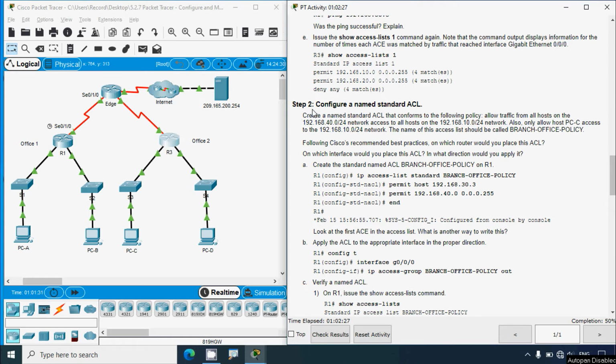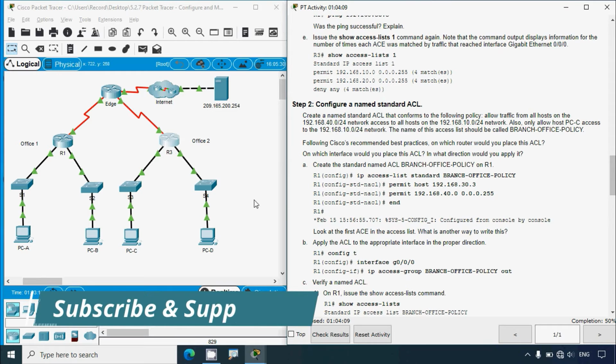Now we will go to step 2. Configure a named standard ACL. Create a named standard ACL that conforms to the following policy. Allow traffic from all hosts on the 192.168.40.0/24 network access to all hosts on the 192.168.10.0/24 network. Also, only allow host pc-c access to the 192.168.10.0/24 network. The name of this access list should be branch-office-policy.